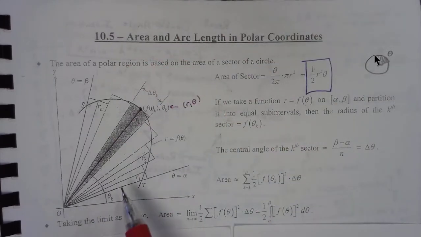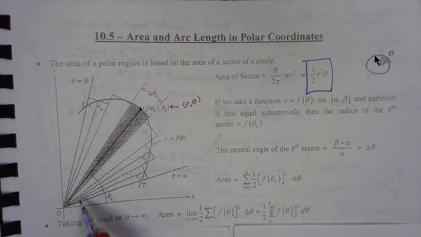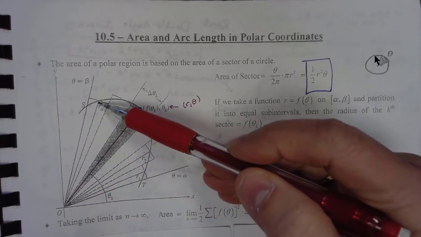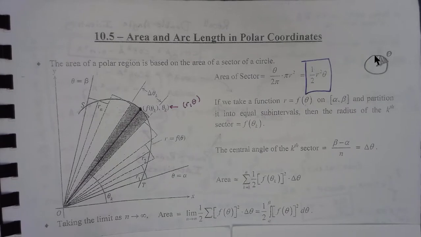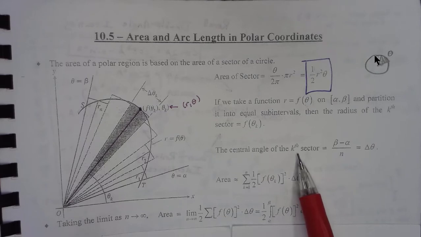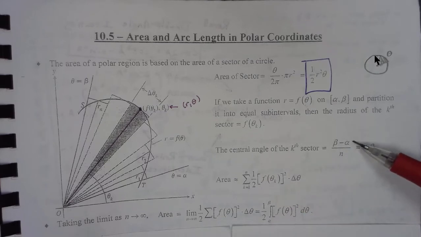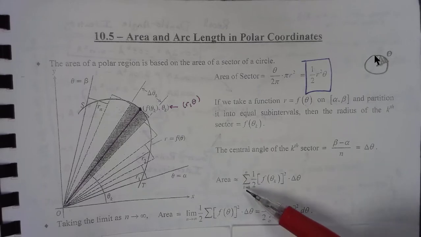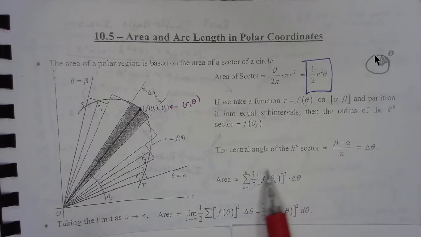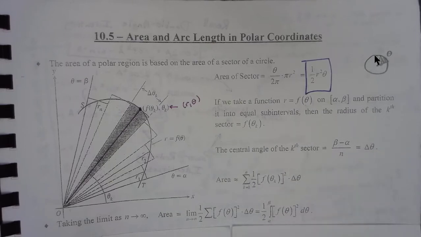You can see I can divide this into lots of little almost triangles. Here is the first radius, here's the next radius, here's another radius, the radius going to a point on the curve. My central angle in the kth sector is beta minus alpha over n, the number of subdivisions, which is my delta theta. And so my area is approximately the sum, as k goes from 1 to n, oh, we've seen that before, of 1/2 r squared times the change in theta.